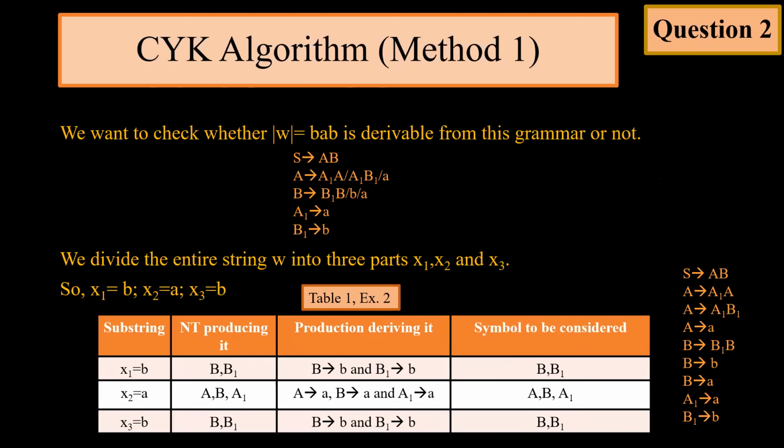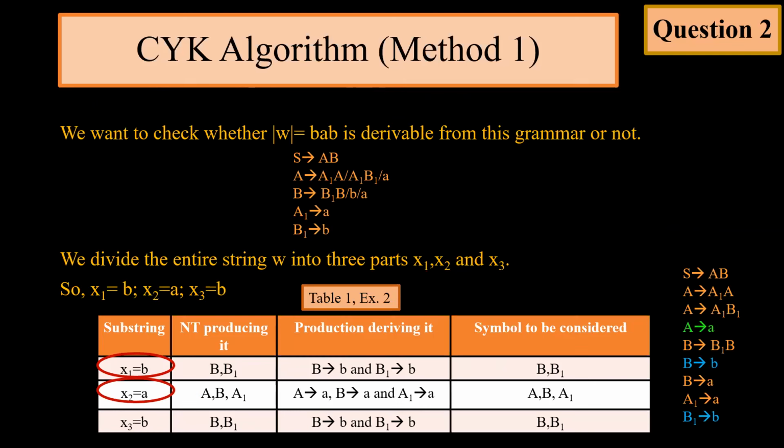Next we consider the second question. In this we are considering the string BAB. First we will divide the entire string into three parts, x1, x2 and x3. x1 is b, the first one, that is B tends to b and B1 tends to b. So we have two inputs and the two symbols to be considered are B and B1.